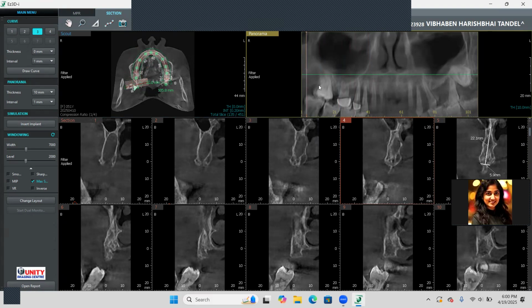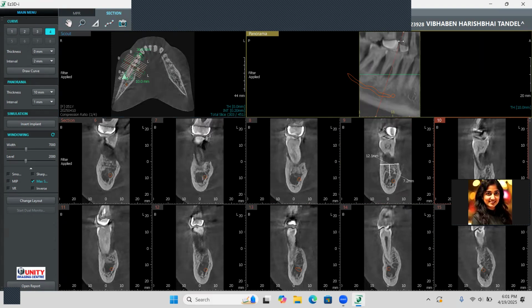Sometimes we place the pterygoid implant a little tilted posteriorly, so what we can do is, I have drawn a curve here. We tilt the longitudinal section since we don't put the implant straight. So sometimes when it is a single tooth, we just tilt the longitudinal section and then do the measurement.